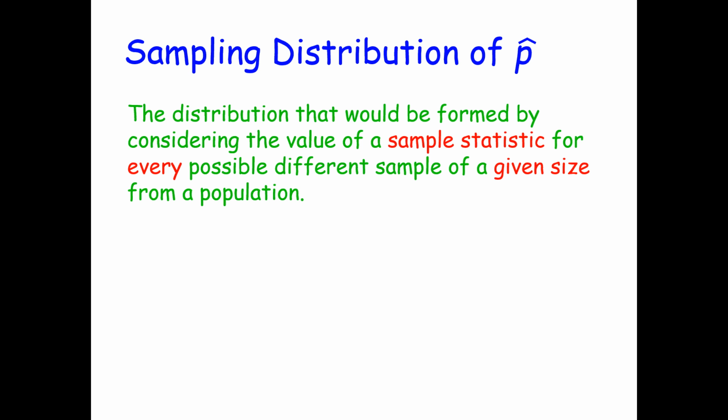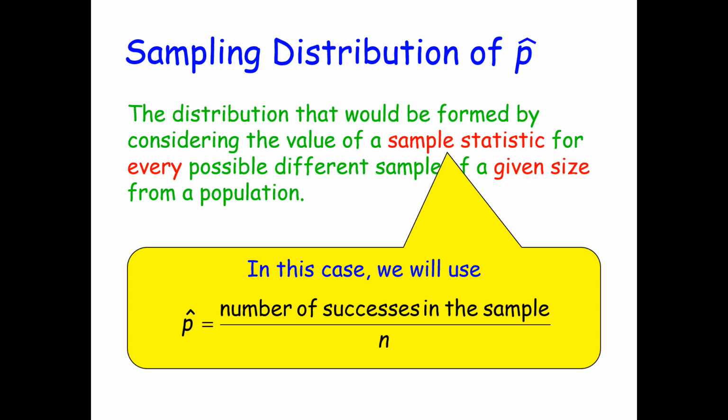Now, a sampling distribution is the distribution that would be formed by considering the value of a sample statistic for every possible different sample of a given size from a population. In this case, we're going to be using p hat as our sample statistic, which is the number of successes in the sample divided by the size of the sample.